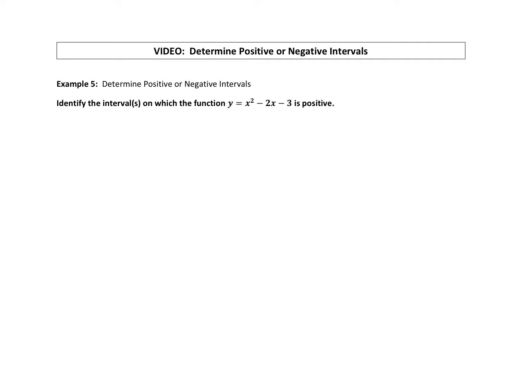So to do this algebraically, we're going to take our function and find the zeros of the function. The zeros will help determine our intervals, and then we'll figure out if it's positive or negative in each interval. So to find the zeros of the function, that means we're going to set our function equal to 0, and we're going to solve this.